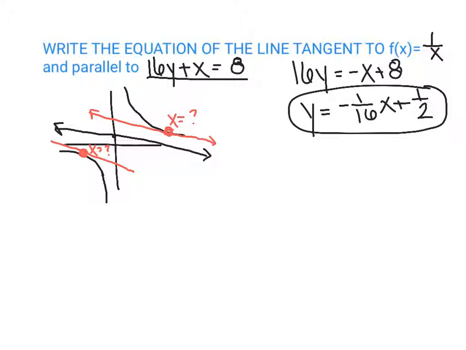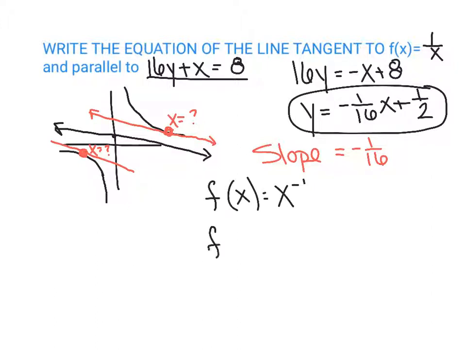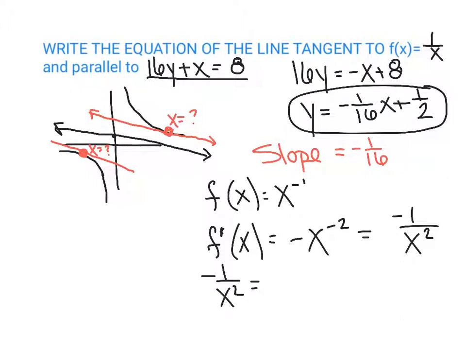Now what do we know the slope has to be? We know that the slope has to be negative 1/16. So we're going to take our derivative. Let's just rewrite f as x to the negative 1. Then the derivative is going to be negative x to the negative 2, which could be rewritten as negative 1 divided by x squared. And let's set negative 1 divided by x squared equal to negative 1/16.